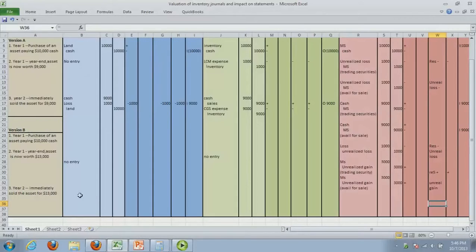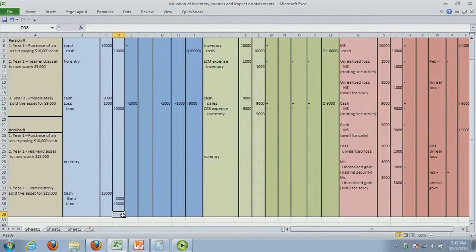Okay, and then finally, let's say we sell the assets for $13,000. If you're selling the land for $13,000, land is still on the books at $10,000 historical cost, so we know that it's gone up in value by 3, and this time since we realized it, we've actually got cash in hand, we're going to recognize it.